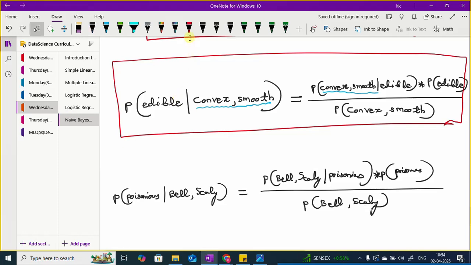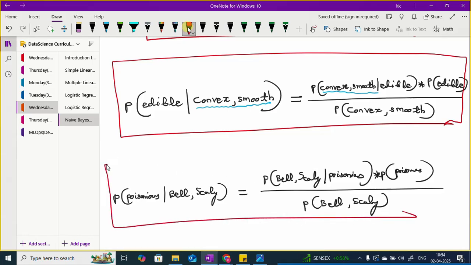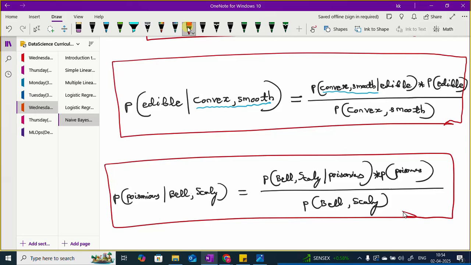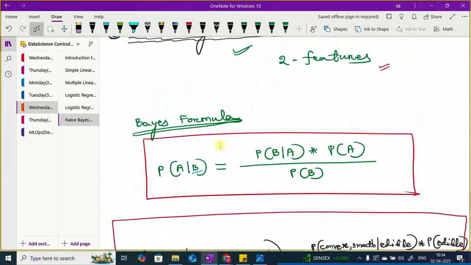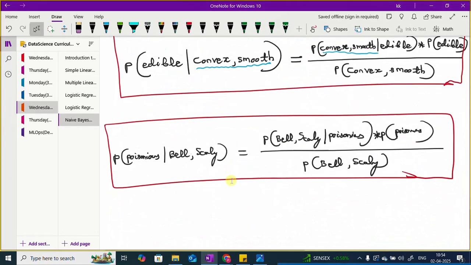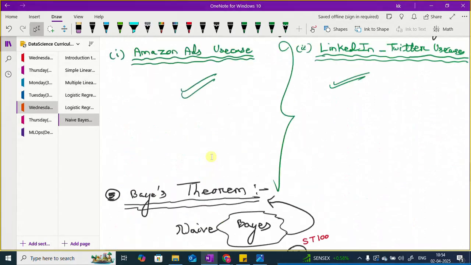Clear, guys? Any doubts so far? So you can derive any formula if your concept is clear on the base formula itself. The base formula is nothing but Bayes theorem, the Bayes formula. Generally we call it base, B-A-Y-E-S. So the actual name is Bayes theorem. Fine, clear, guys? The next one, let's see.